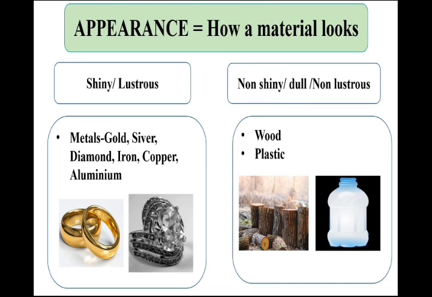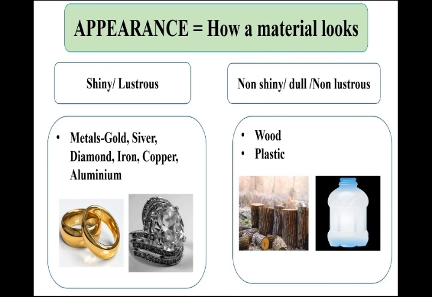Okay, coming to the second property, that is hardness. Whether the substance is hard or soft. Based on these two properties, let us group the materials into separate groups. Okay. The first property is appearance. Appearance means how a material looks. Based on the appearance, the materials are classified into two. One is lustrous materials and the second is non-lustrous materials. Most of the metals like gold, silver, iron are lustrous, whereas wood, plastic, etc. are non-lustrous. Okay, these are the two classifications.